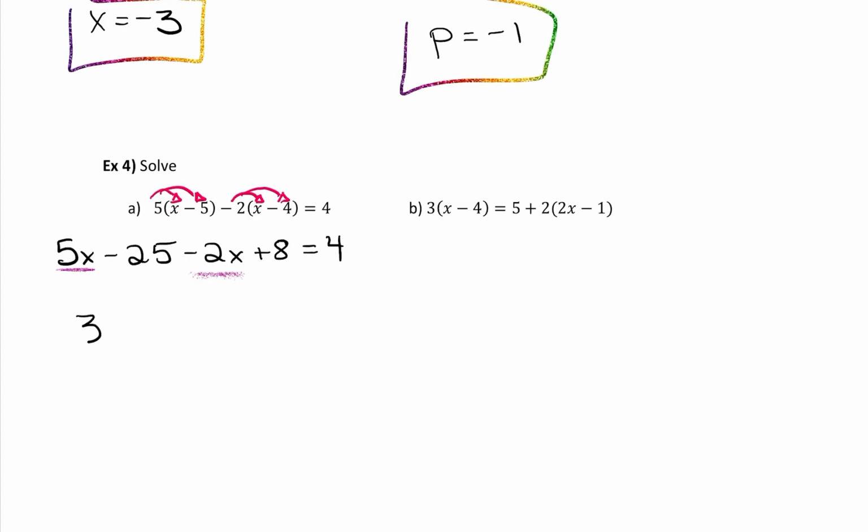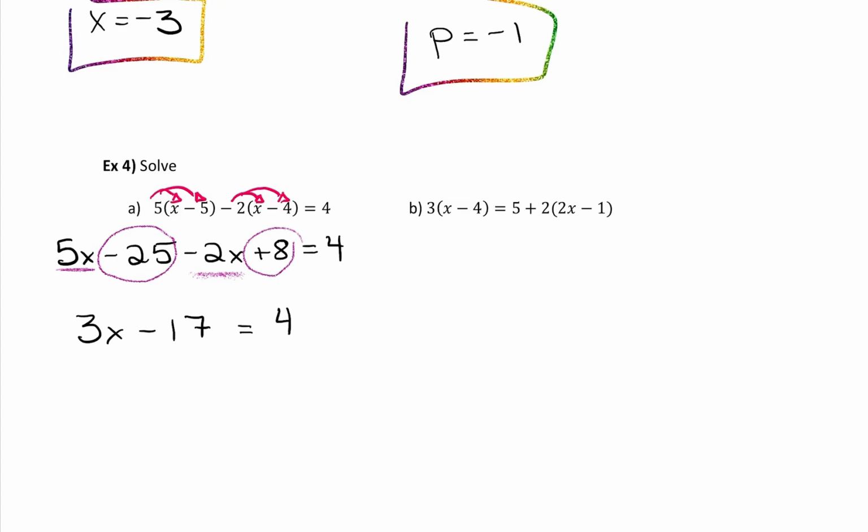5x minus 2x is 3x. I did not have to move anything across the equal sign to put these together, so none of the signs change when I combine them. The exact same thing happens with the minus 25 and the plus 8. They are already on the same side. Do not change any signs. Minus 25 plus 8 is minus 17. On the other side, I just have the 4.